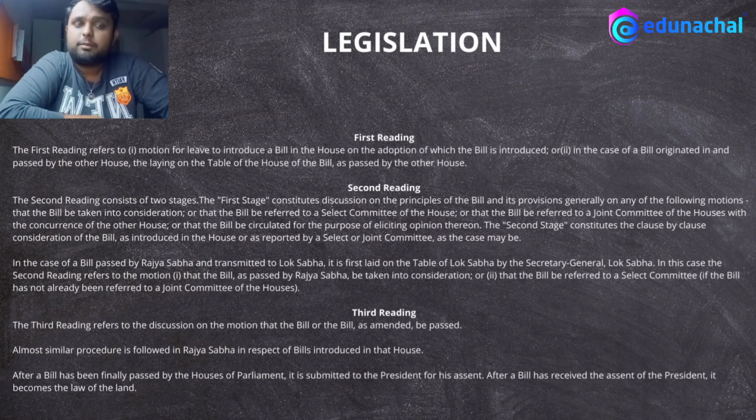Following passage, the bill is transmitted to the other house for the first reading, and the other two stages are also followed. After the bill is passed by the second house, it is sent to the president for his assent. At this point, the bill becomes an act.